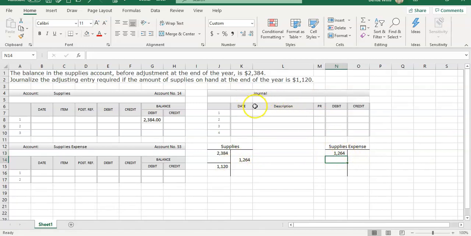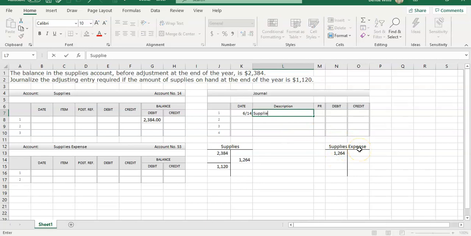Now, I've put a journal up here so we can see it. I don't have a date. Today is 6/14 when I'm recording this, so let's just put 6/14 in there. We are going to debit supplies expense, and we are going to credit supplies, both in the amount of $12.64.